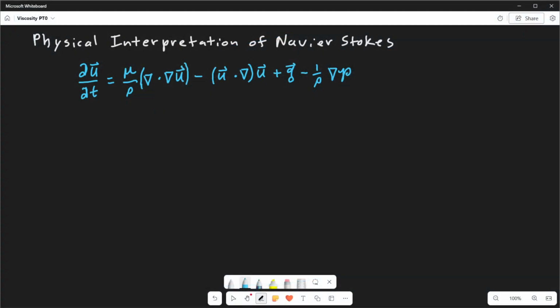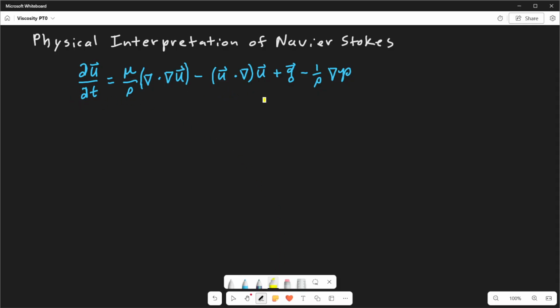So this video will basically cover the physical interpretations of the Navier-Stokes. So this is the Navier-Stokes right here. The significant part of this is actually just the Euler equation.